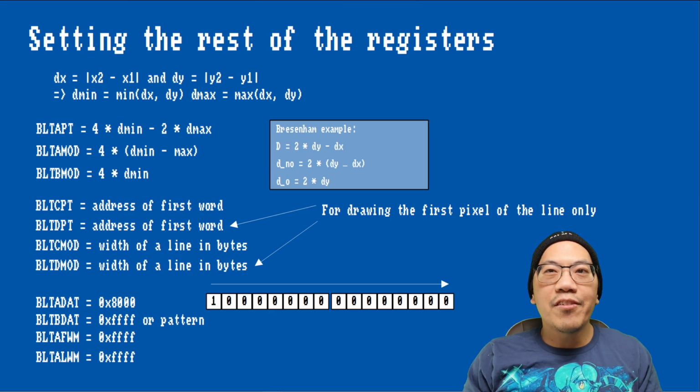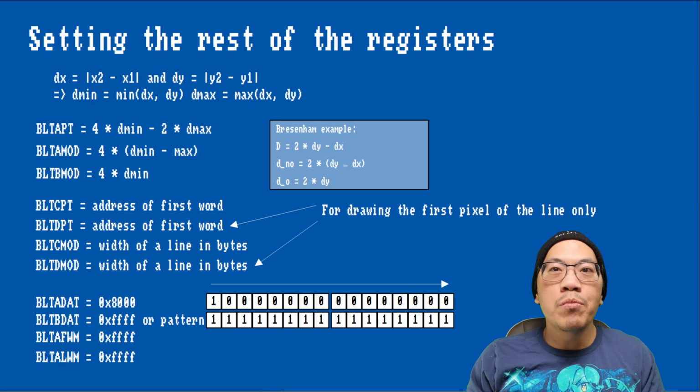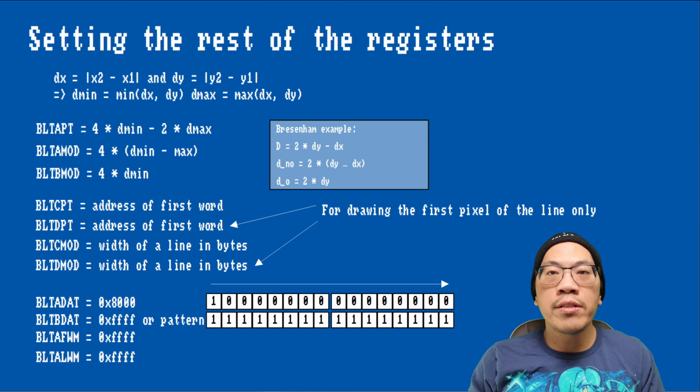The blit BDAT register serves as the pattern register. Imagine that while the pen in blit ADAT moves from left to right, it will perform a bitwise AND with the bit in blit BDAT in the same position. If we want a continuous line, we should set all bits to 1, otherwise we can define any pattern of zeros and ones here.